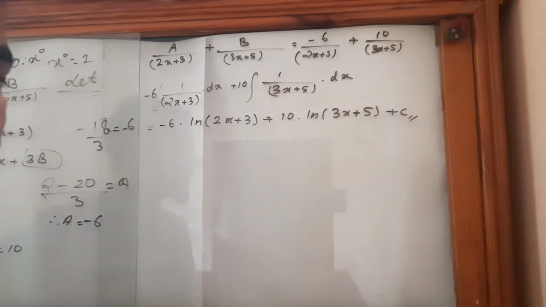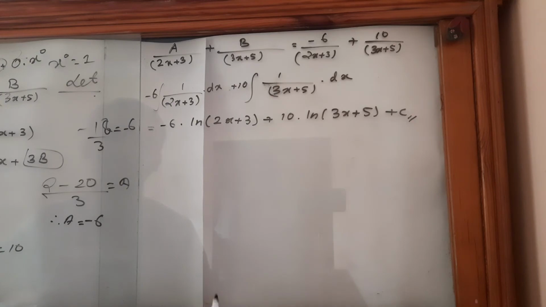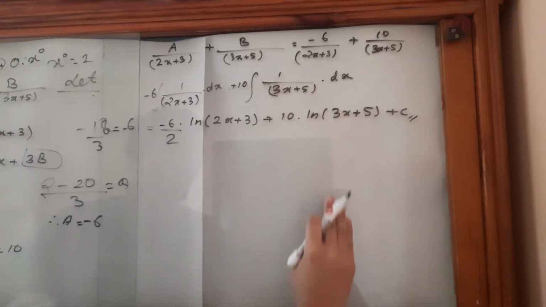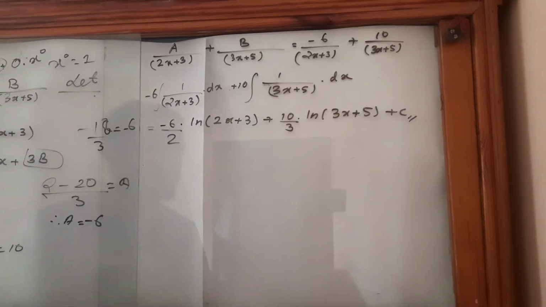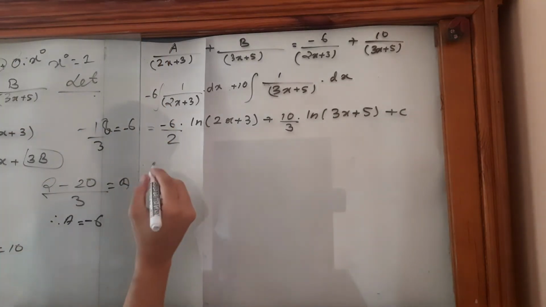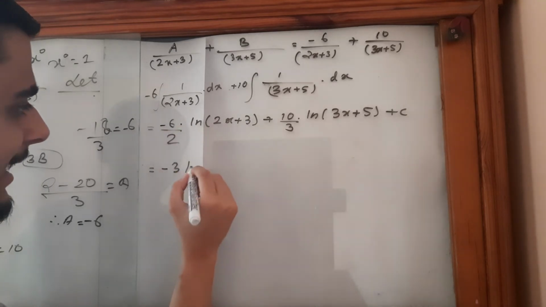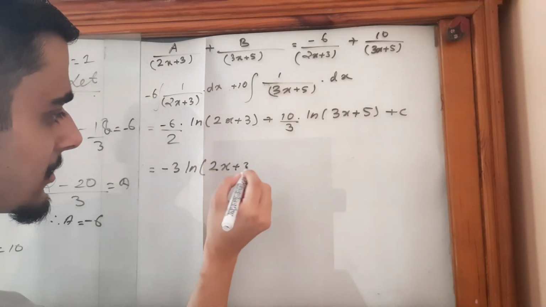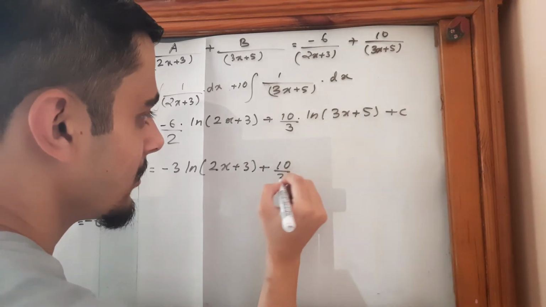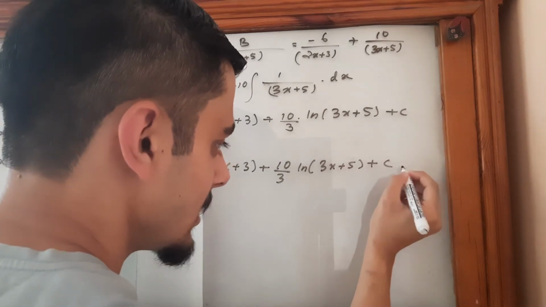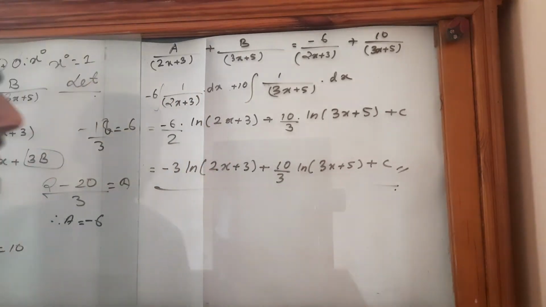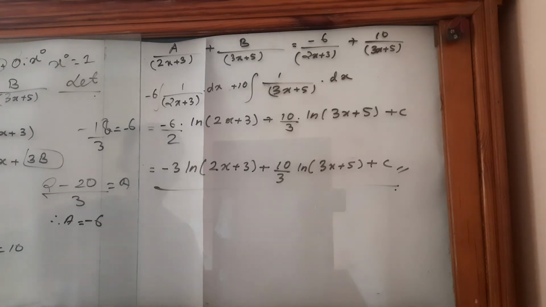Is this the correct answer? No, this is not. We have to divide this term by the coefficient of x, that is 2, and then this whole term by the coefficient of x again, so it is 3. So this is not the final solution. We can reduce it: minus 3 ln of 2x plus 3, plus 10 upon 3 ln of 3x plus 5, plus c. Yes, this is now the final answer to the question that we're solving.